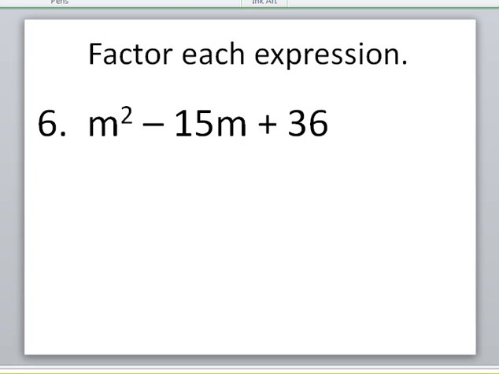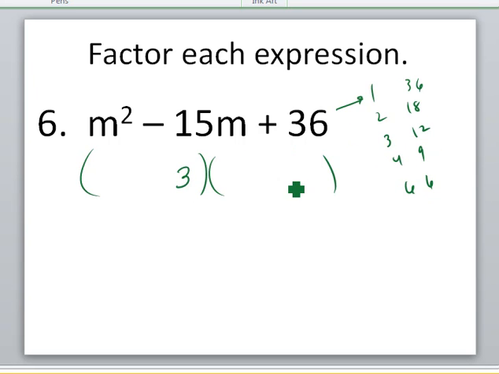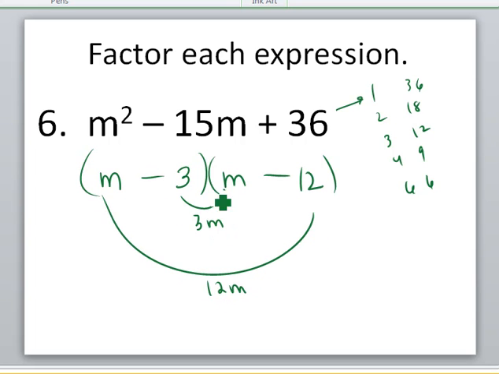One more of this type, and then we'll have a different look with some different signs in between here. So I've got 1 and 36, 2 and 18, 3 and 12, 4 and 9, 6 and 6. The one that gives me 15 happens to be 3 and 12. I need a minus because I need a 3m and a 12m. And I need a negative 15. So the only way I'm going to get the negative 15 is by having a negative 3 and a negative 12.